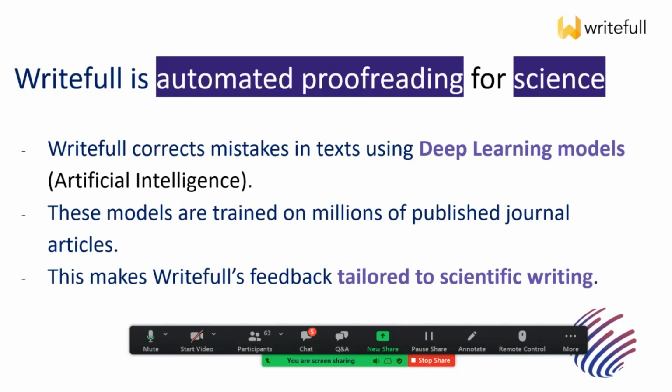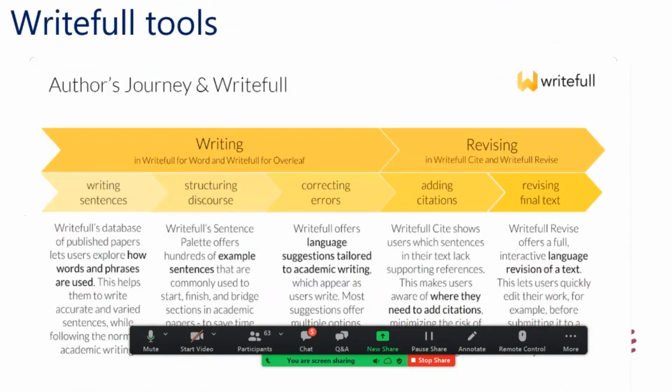So it uses a lot of deep learning and artificial intelligence that it gathers across millions and millions of articles just to learn how scholarly writing is done. And it's tailored specifically to give you feedback in that context. So what we mean by feedback in that regard is there are basically two aspects.